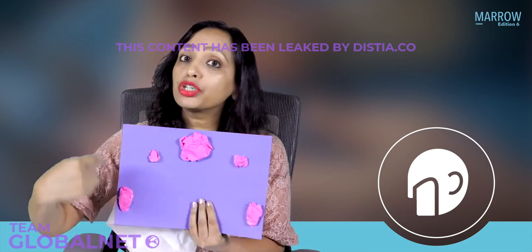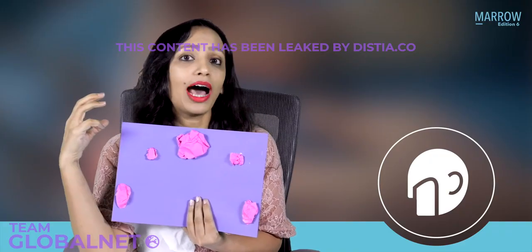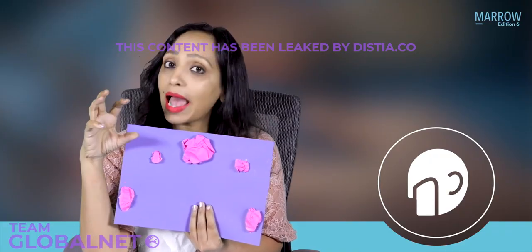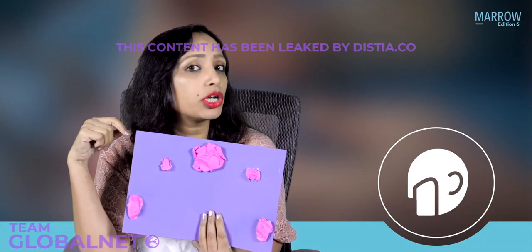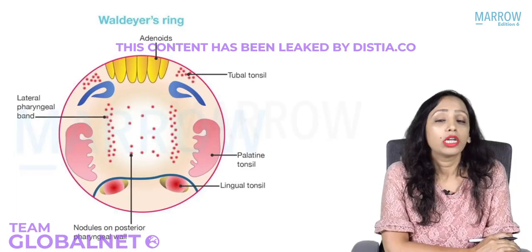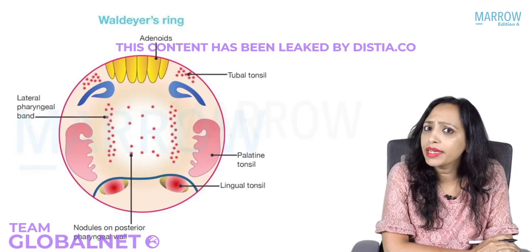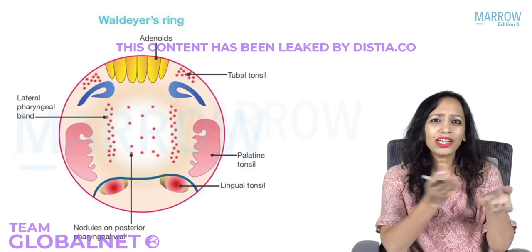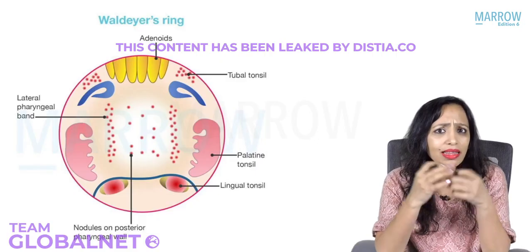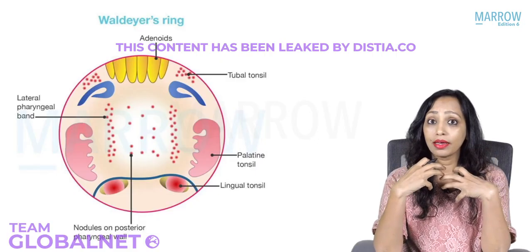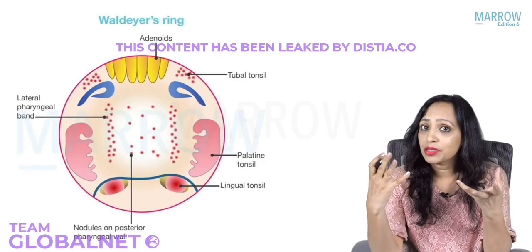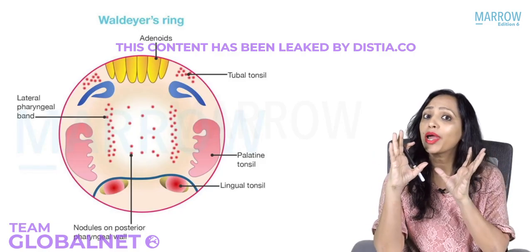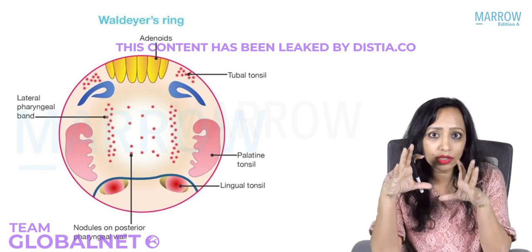So, these are the collections of lymphoid tissue present in the nasopharynx and the oropharynx, and they are present in the form of a ring, and this ring is known as Waldeyer's ring. Now, before we see what the components of Waldeyer's ring are, why at all is this lymphoid tissue present in the nasopharynx and the oropharynx? Yes, these act as guards. This is present at the site of entry of the antigens.